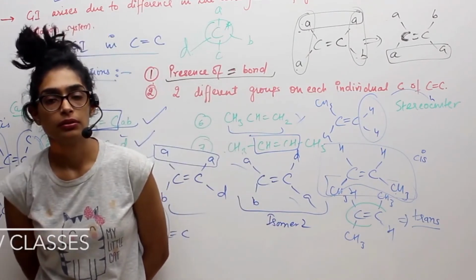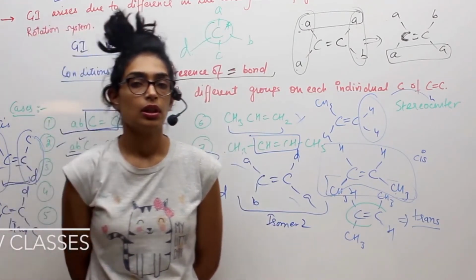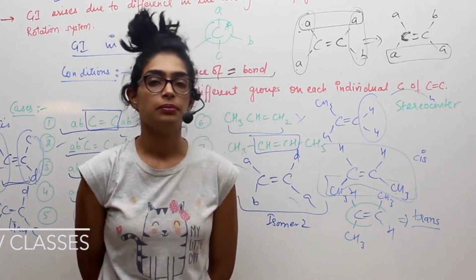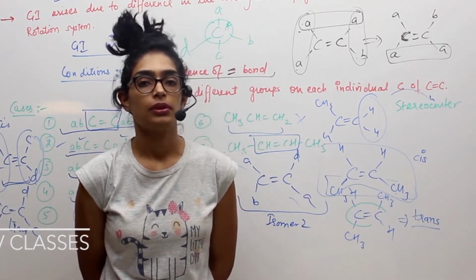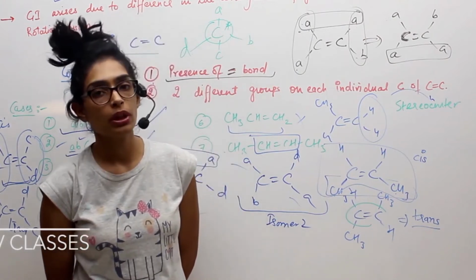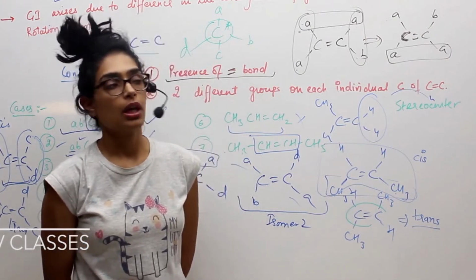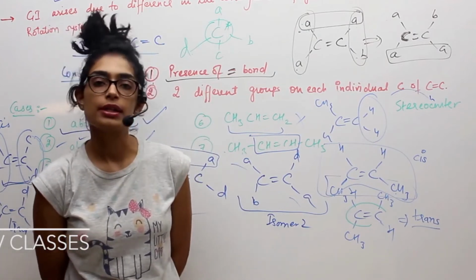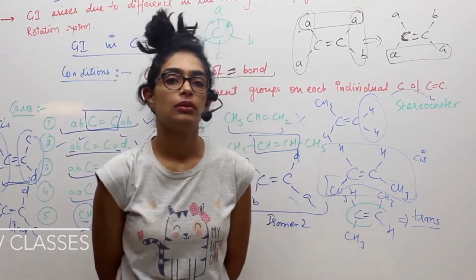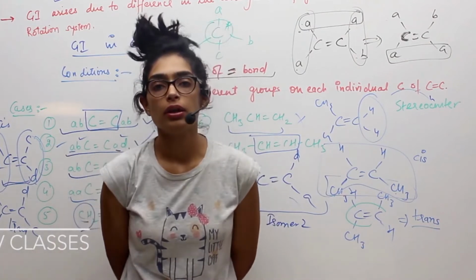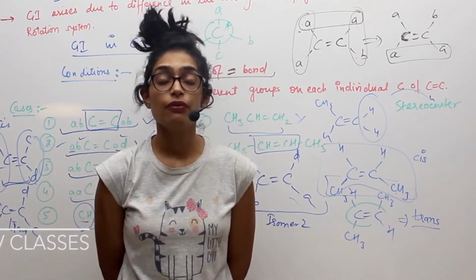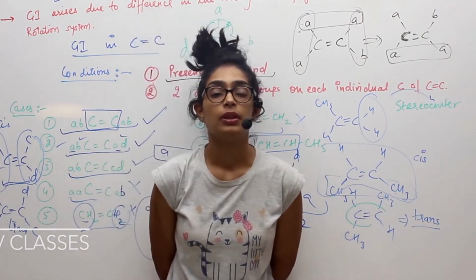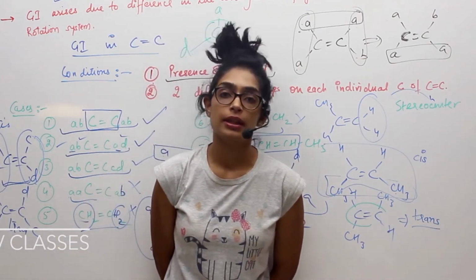Stereocenter is that restricted system, in brackets you can write carbon double bond carbon, carbon double bond nitrogen, or nitrogen double bond nitrogen, or ring system, or chiral carbon, because of which stereoisomerism arises in the molecule.